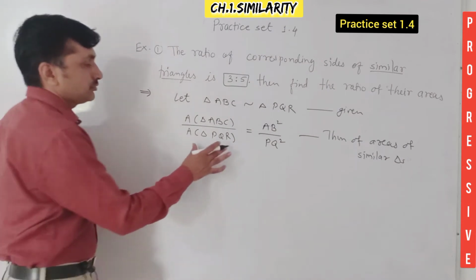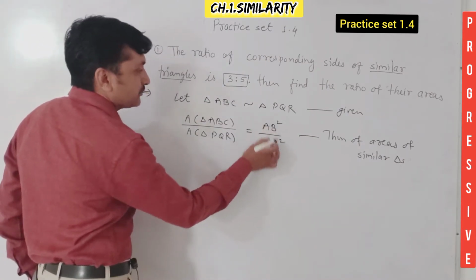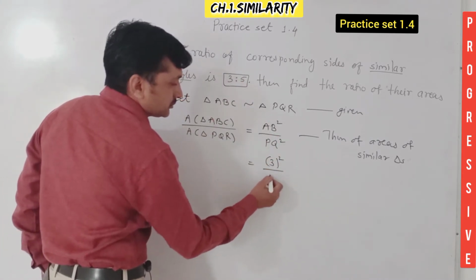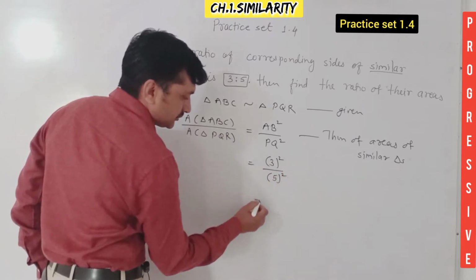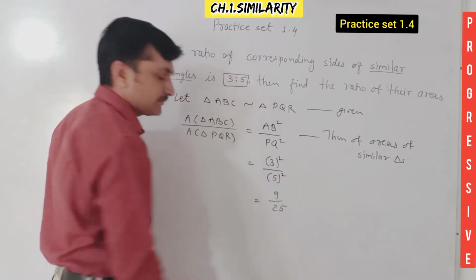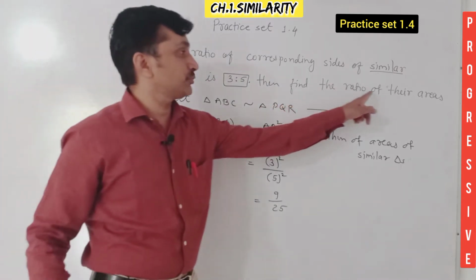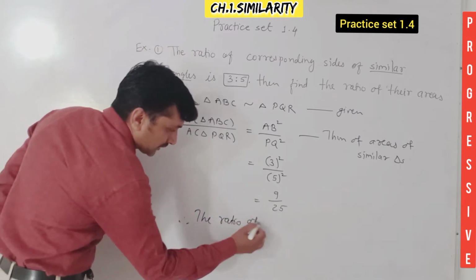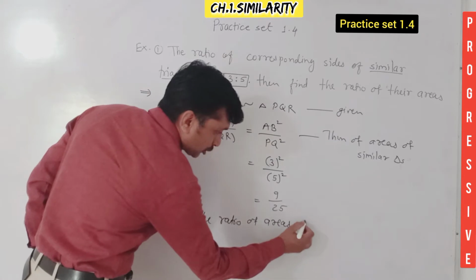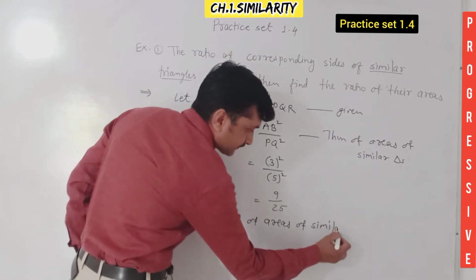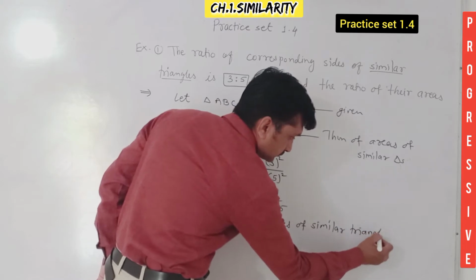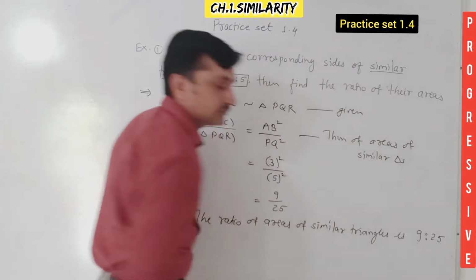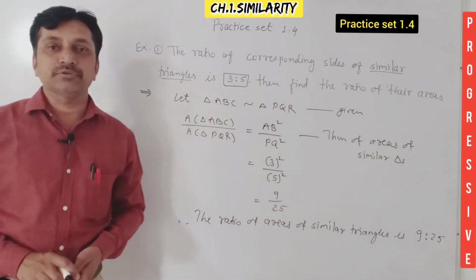Now put values. The ratio we want is equal to the ratio of AB and PQ, 3/5, but here is the square. That's why AB square means first 3 square and then upon 5 square, is equal to 9/25. It is the ratio of their areas. Therefore in words you can write, therefore the ratio of areas of similar triangles is 9:25. In this way we can solve this example.